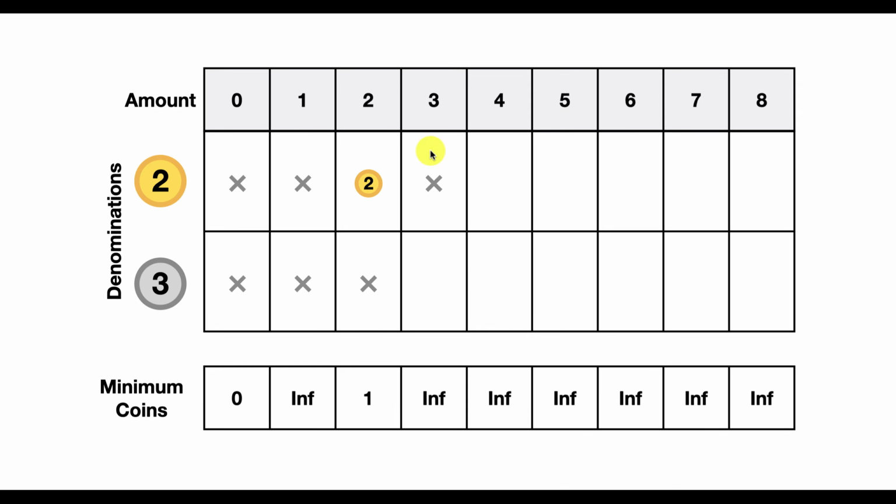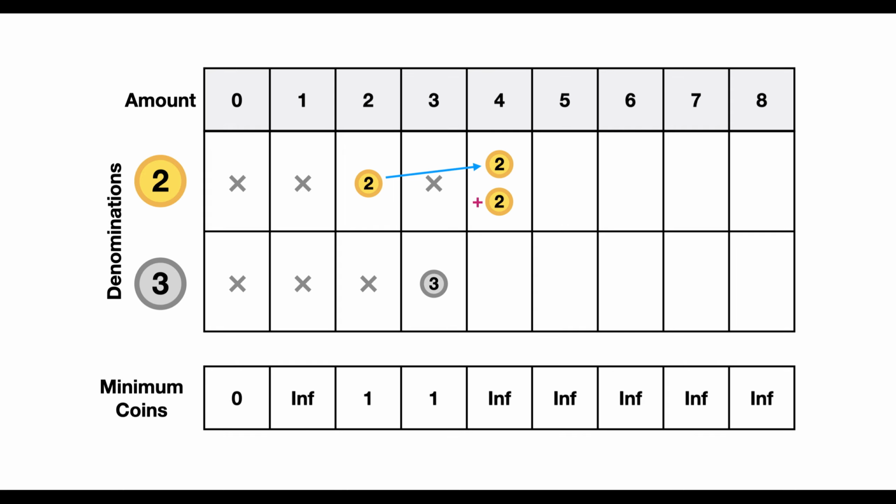Then we get to 3. 3 minus 2 is 1. We didn't have a valid number of coins to get to 1, so we can't get to 3 using the 2 denomination. Then we do 3 minus 3, this denomination, which gets us back to 0. The minimum number of ways to reach 0 is 0, plus 1 3 coin. So the solution to this subproblem is 1, by using 1 3 denomination.